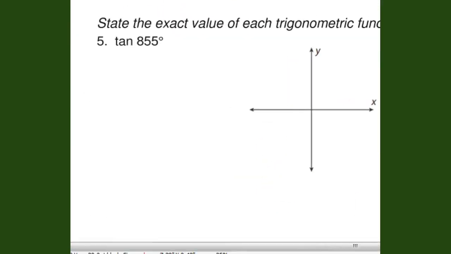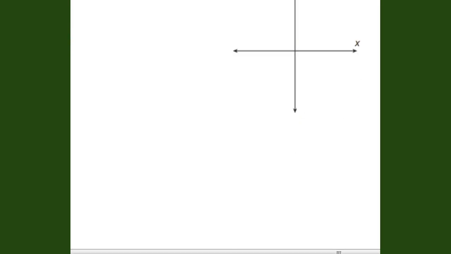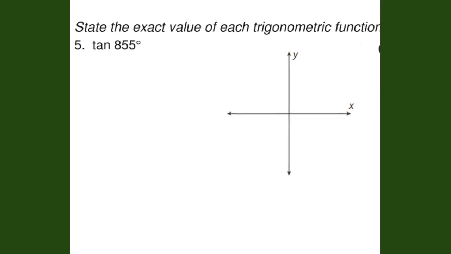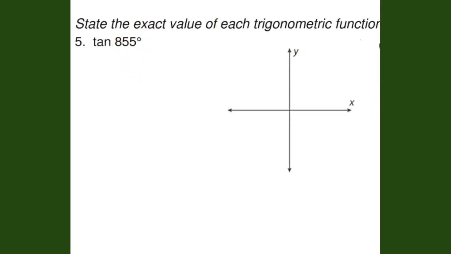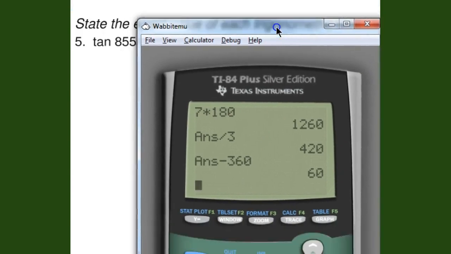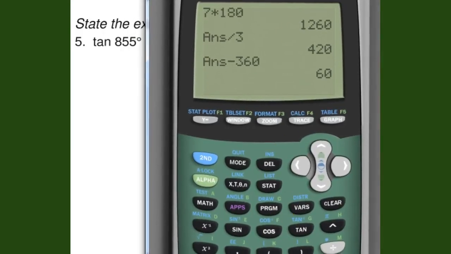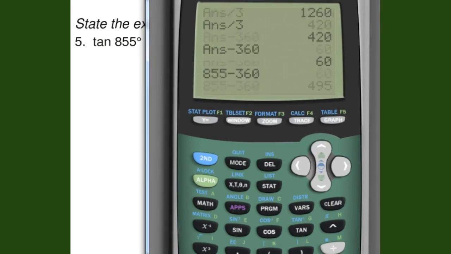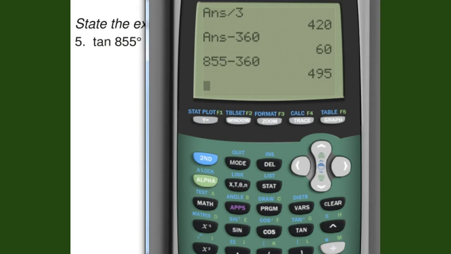All right, let's find the exact value of this trigonometric function. Let's move this up a little bit. There we go. Tangent of 855. So you want to probably figure out what the angle is from 0 to 360. So I'm going to take 855 and subtract 360 a few times till I get something that's less than 360 but bigger than 0. So I'm at 495 now. All right, so 135. So this is a 135-degree angle.